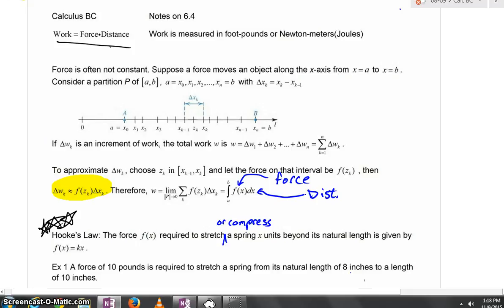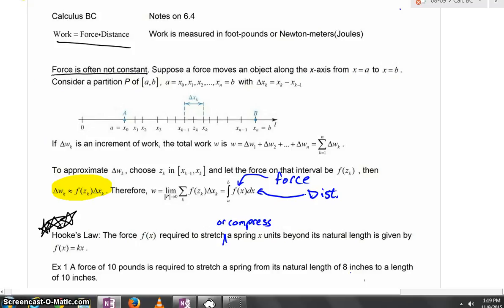Force multiplied by distance. The types of units you'll see would be perhaps foot-pounds. You could have inch-pounds just as well. If you're in the metric system, you would have a Newton meter, which you could also call a joule. And if your force is constant, it's just about the easiest problem to work out. You just multiply a constant force over the distance that it travels. That will calculate work. What makes these problems very interesting, though, is when force is not constant.